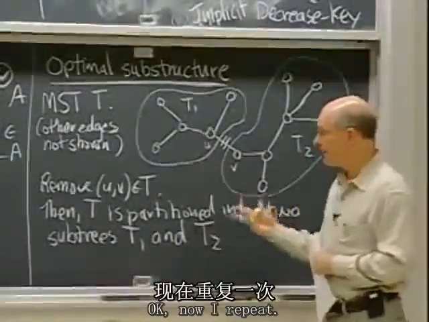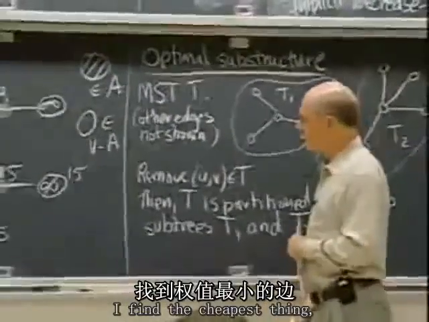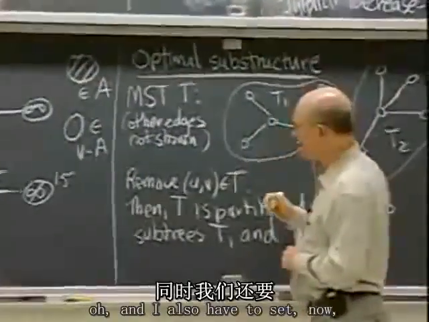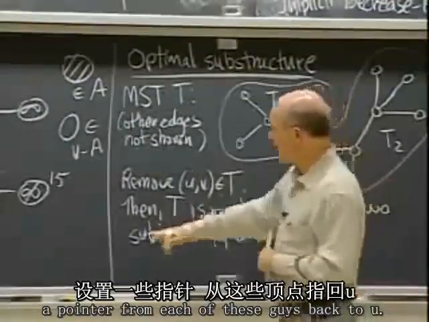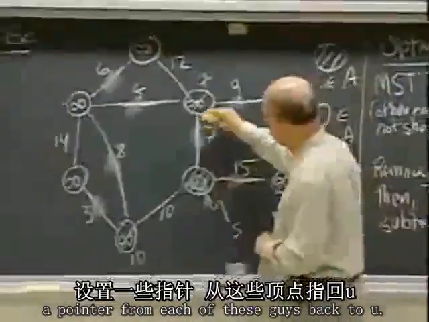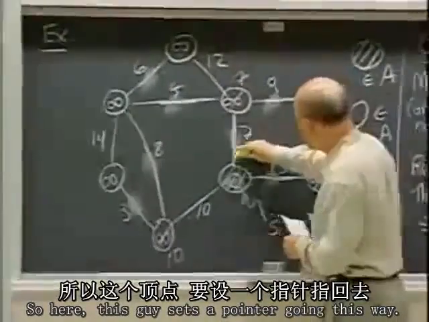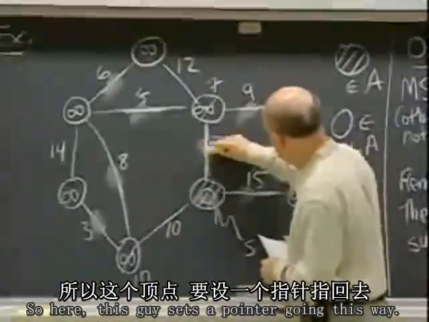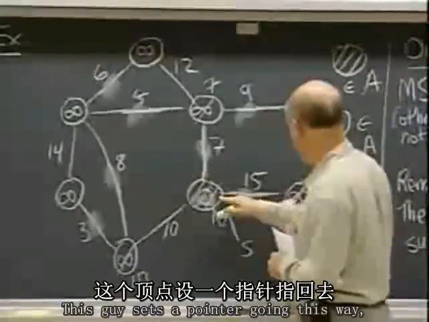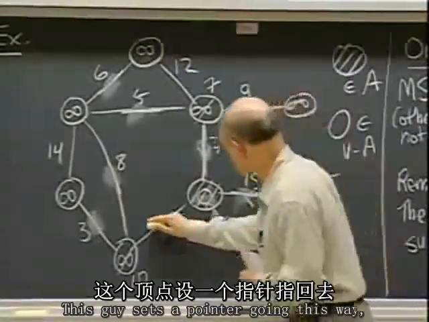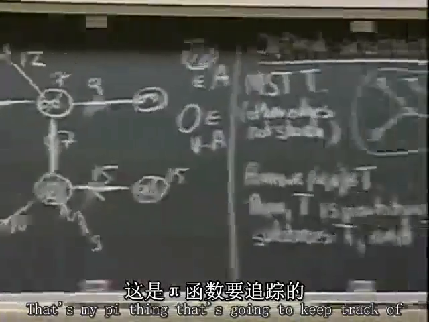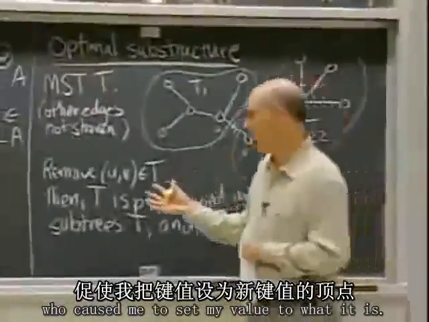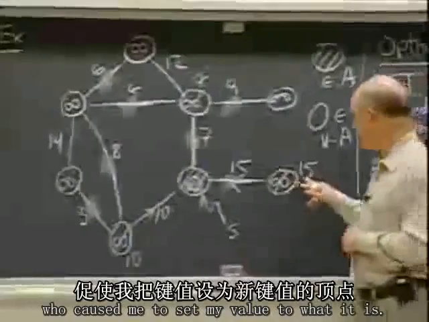Now I repeat. I find the cheapest thing. Oh, and I also have to set now a pointer from each of these guys back to u. So here, this guy sets a pointer going this way. This guy sets a pointer going this way. And this guy sets a pointer going this way. That's my pi that's going to keep track of who caused me to set my value to what it is.